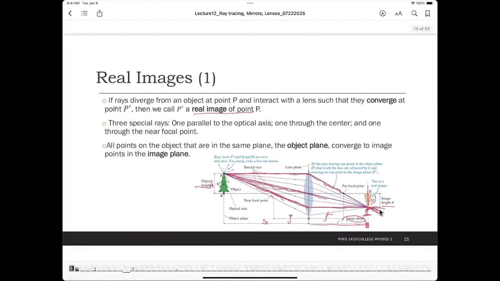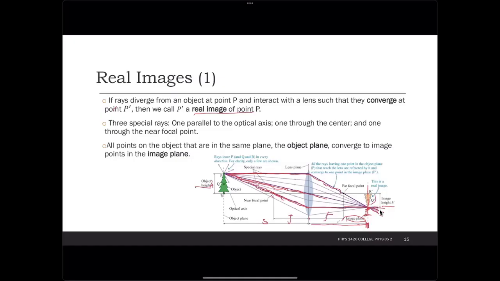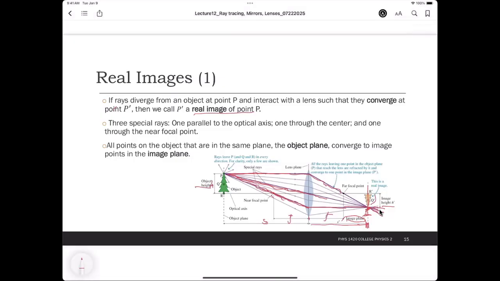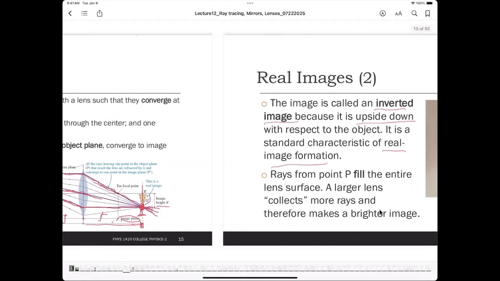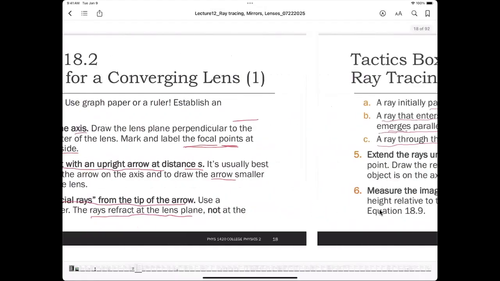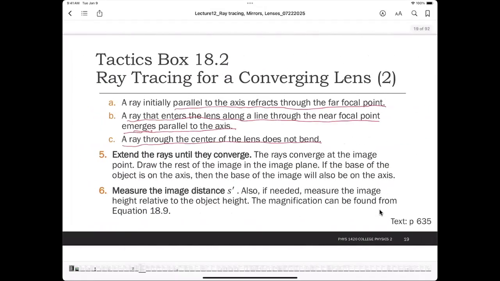When you draw the ray to here, it's not finished. You need to let them converge to here. Does that make sense to you? Okay. And the next step is to measure the image distance s'. Also, if needed, measure the image height relative to the object height.